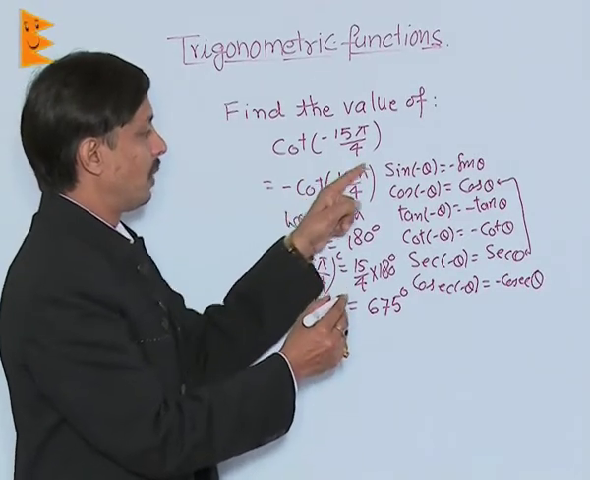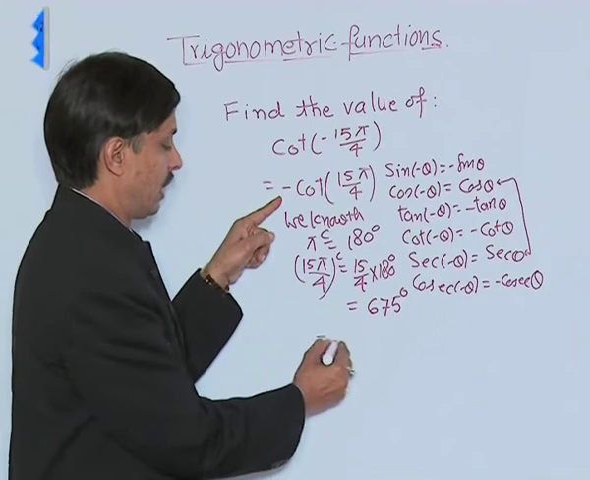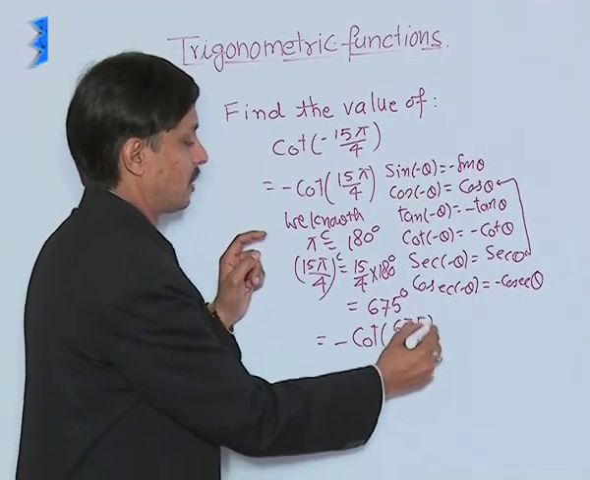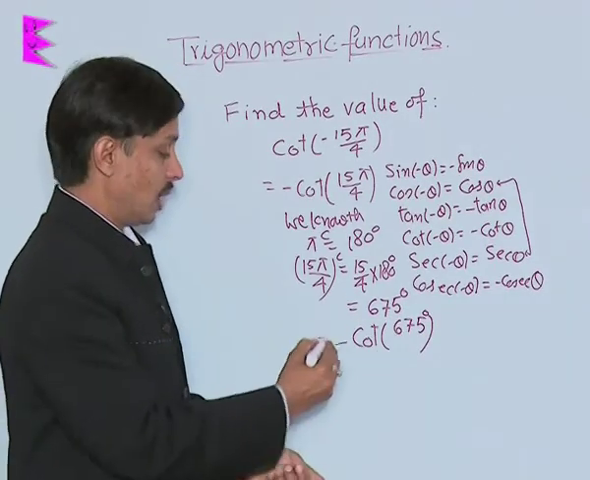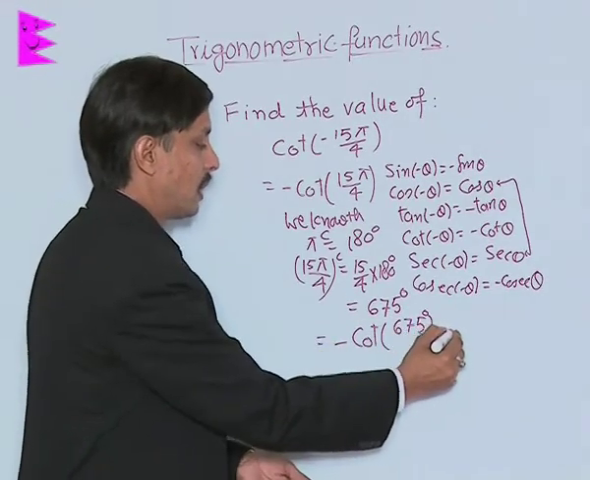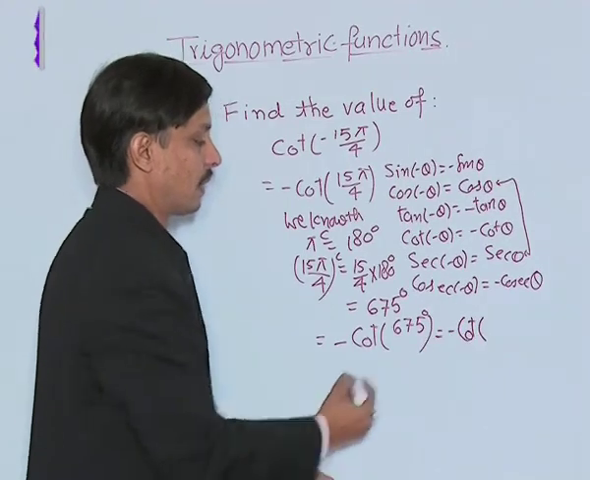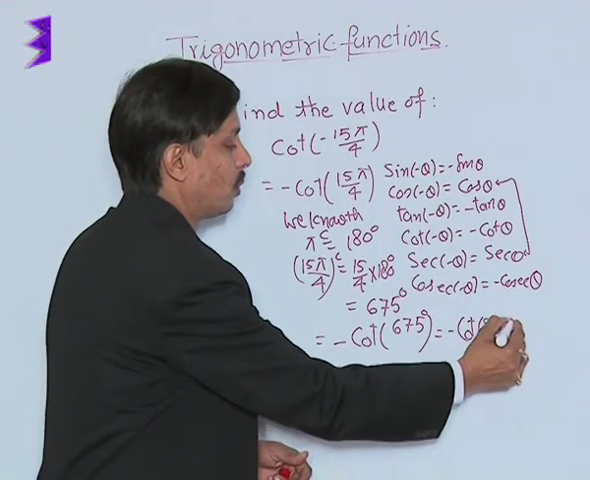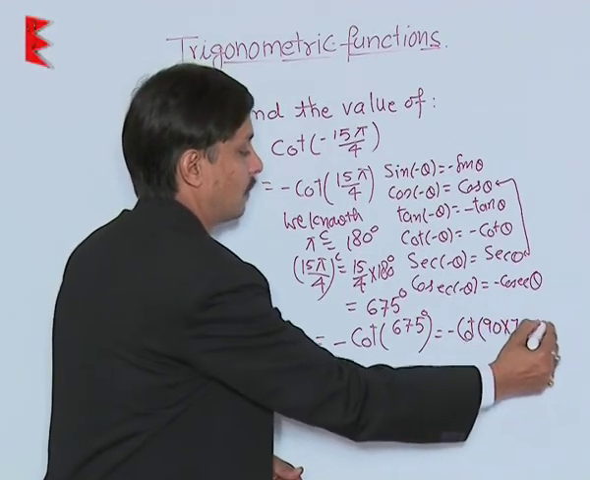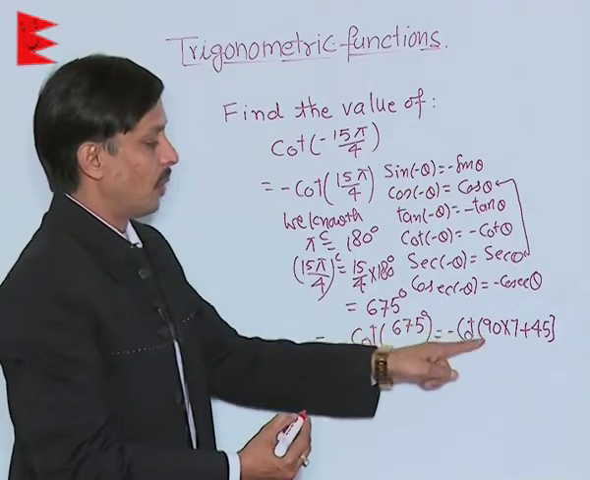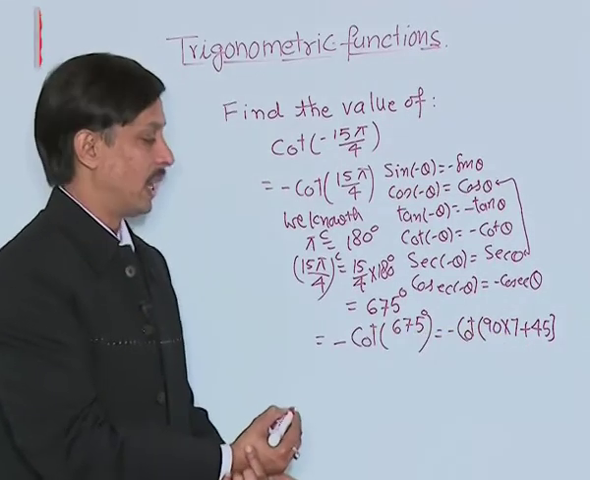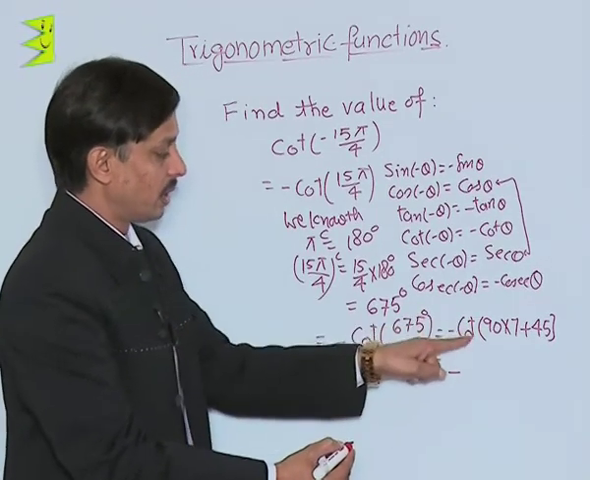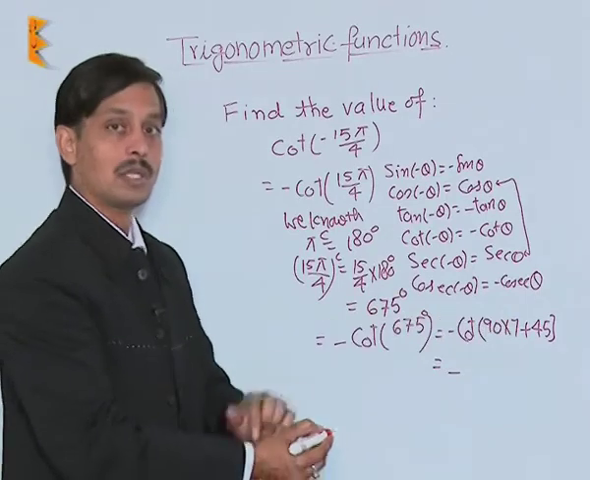Now this problem is slowly coming into shape. Cot of 15 pi by 4, with the negative outside, can be written as minus of cot 675 degrees, which I can write with the minus sign as it is, cot of 90 into 7 plus 45. Cot of 90 into 7 plus 45.